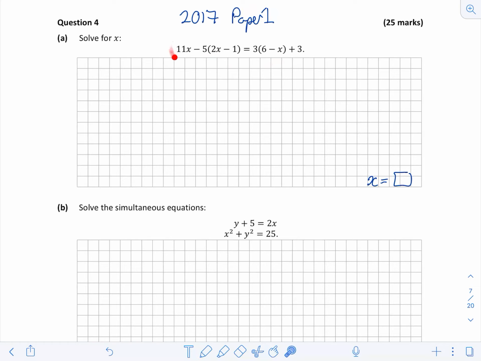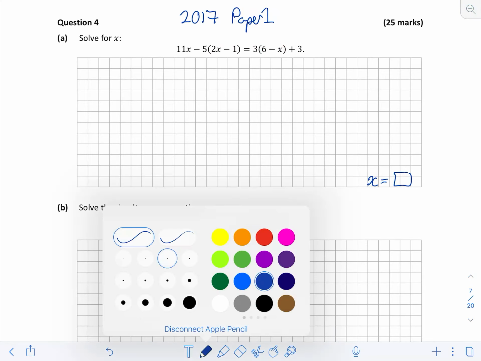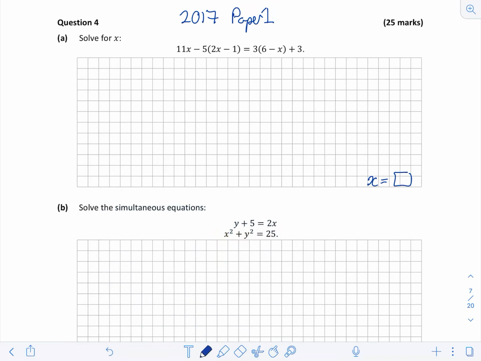And 11x is happy enough sitting there. He's not really being asked to do anything at the moment. But this minus 5 is being told to multiply this bracket, and this 3 is being told to multiply that bracket. So that might be our first thing to do. Let's do that multiplication.